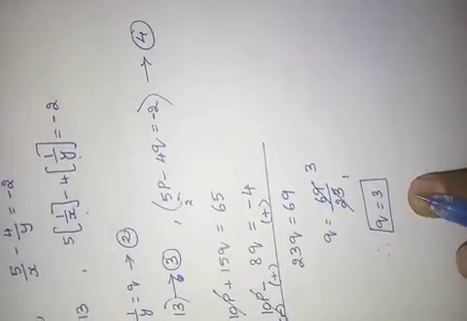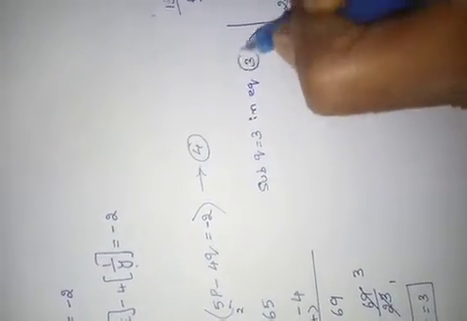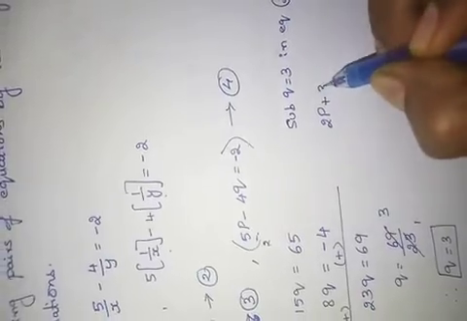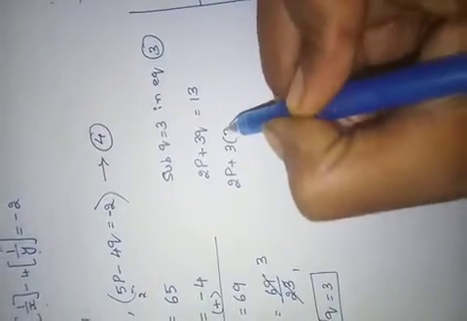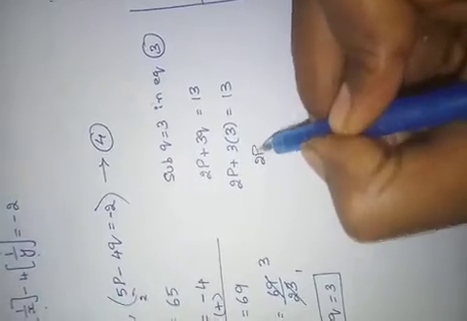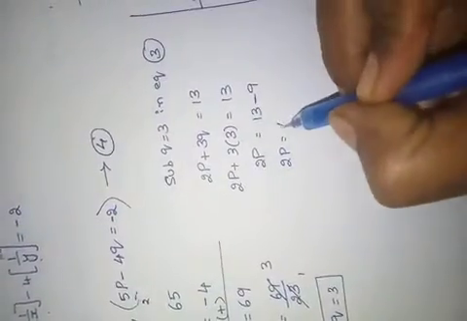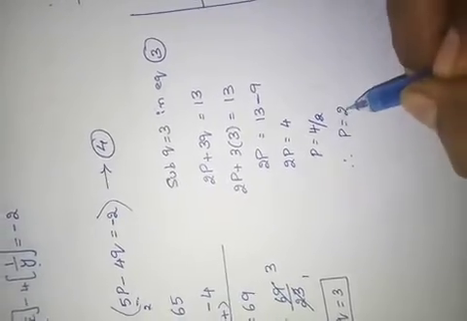3. Now substitute this 3 value in equation 3 or equation 4. I am taking equation 3. Substituting q equals 3 in equation 3. What is the equation? 2p plus 3q equals 13. Now substitute here: 2p plus 3 into q equals 13. 2p equals 13, 3 threes are 9. If I send plus 9 to this side, minus 9. 2p equals 13 minus 9, how much? 4. p equals 4 by 2. Therefore, p equals 2.